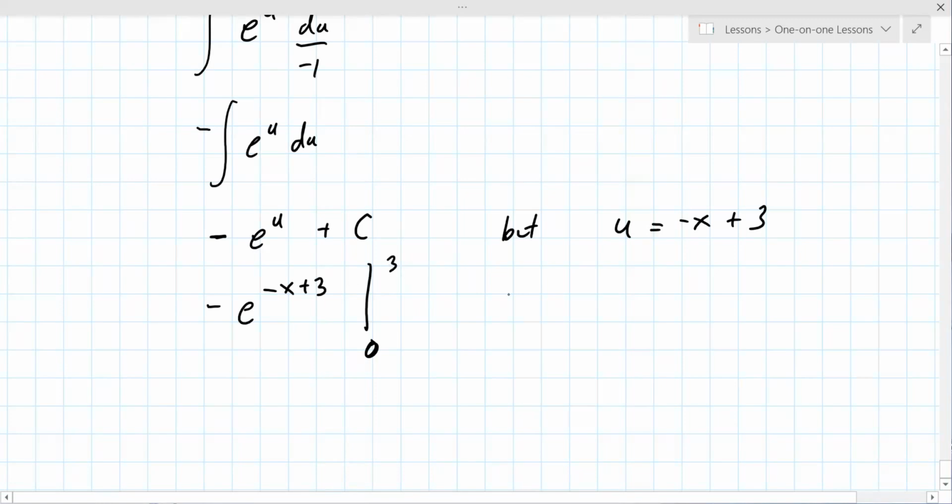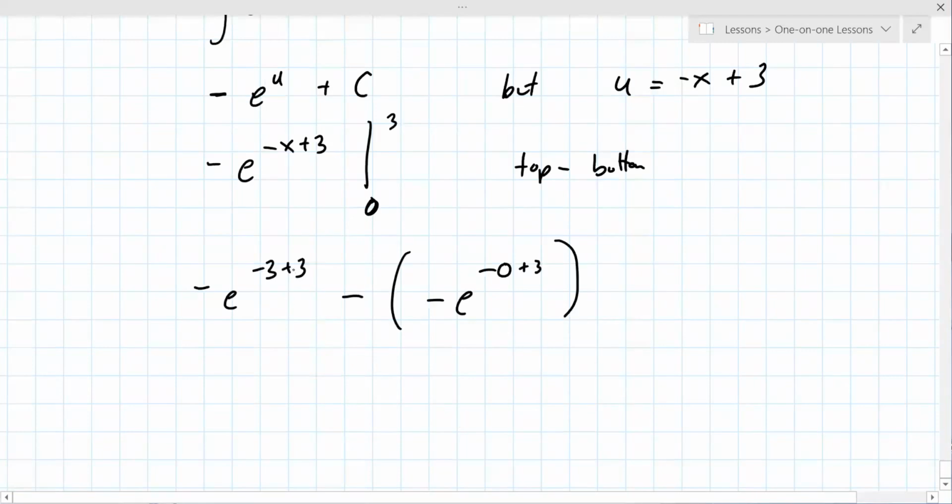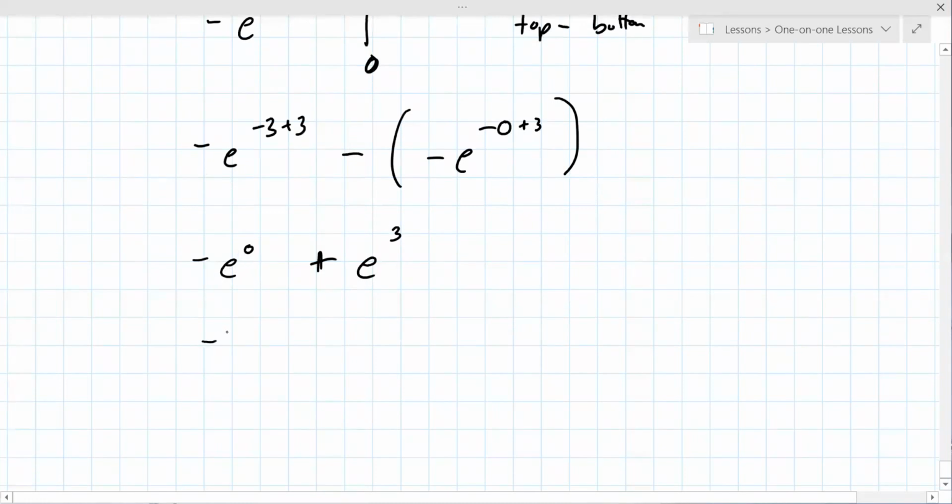So we're gonna evaluate it at the upper. It's always top minus bottom. So it's minus e to the minus 3 plus 3, minus e to the minus 0 plus 3. Minus 3 plus 3 is 0, so this is minus e to the 0. Two negatives make a plus. e to the minus 0 plus 3 is 3. e to the 0 is 1. This is minus 1 plus e cubed. You might see it written as e cubed minus 1.